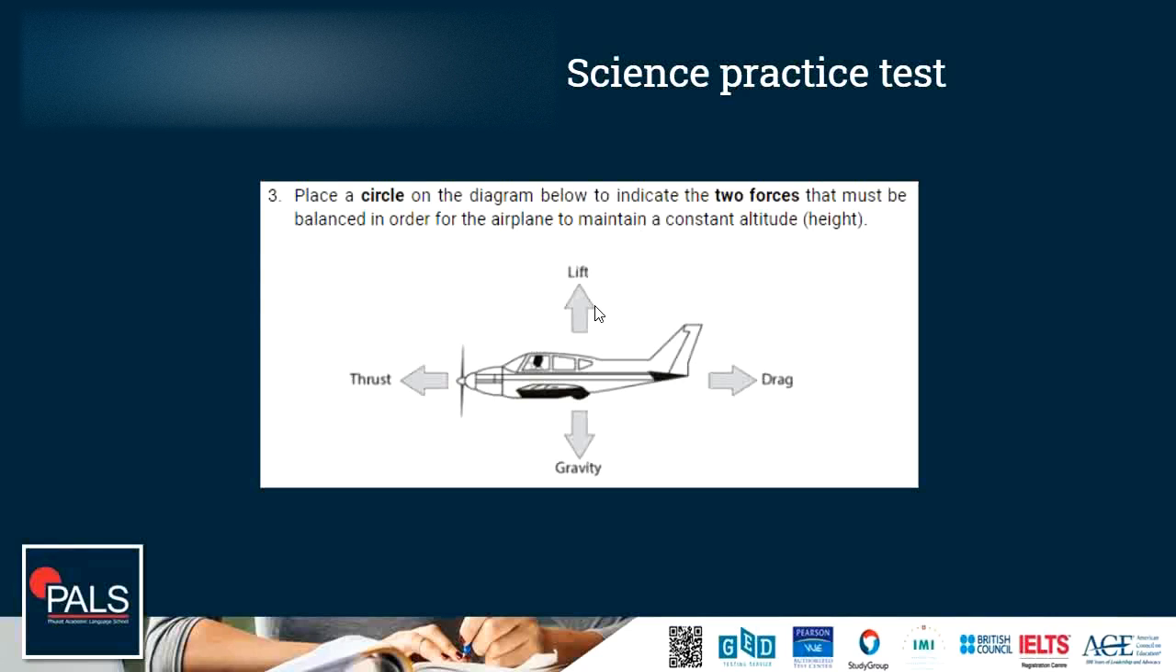Question 3. Place a circle on the diagram below to indicate the two forces that must be balanced in order for the airplane to maintain a constant altitude, a constant height. So for the aircraft not to go further up or down, the lift and the gravity force need to be balanced. So the two forces, we circle lift and we circle gravity in this question.